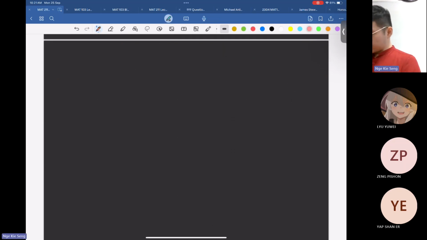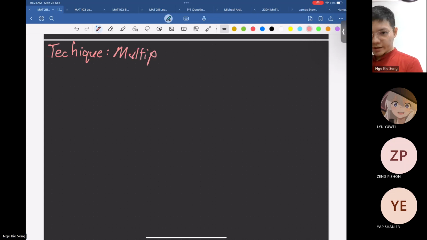So we're gonna do some technique. You like to calculate, right? We're gonna do a lot of calculation. So we'll introduce a multiplicative table for a group.